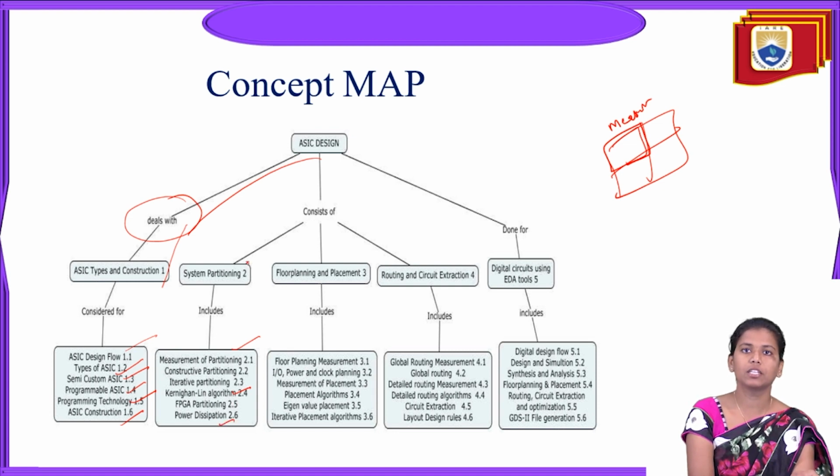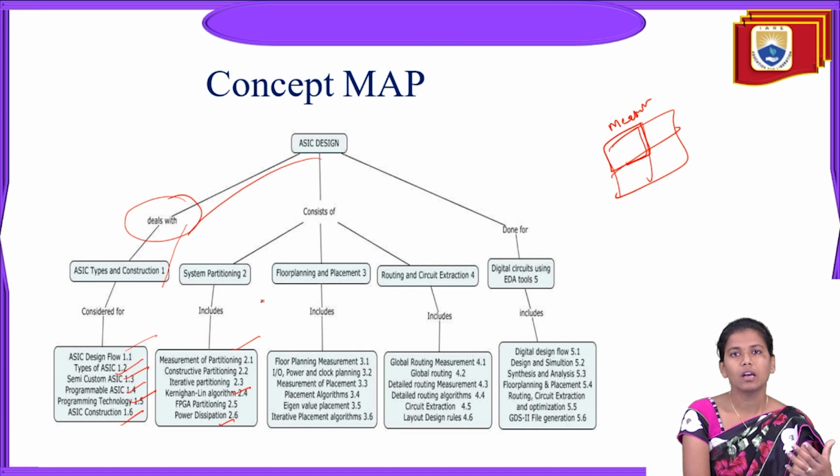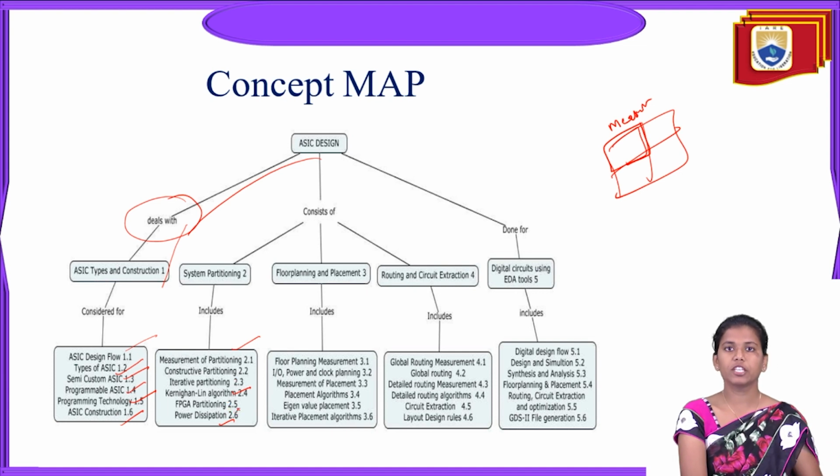So system partitioning is the second part of ASIC design, where we can see different types of segregation, that is, segregation into different categories. We can see mostly the measurement of partitioning of a system, iterative partitioning and constructive partitioning, as well as some algorithms which are able to construct the partitions, and also FPGA partitioning and power dissipation.